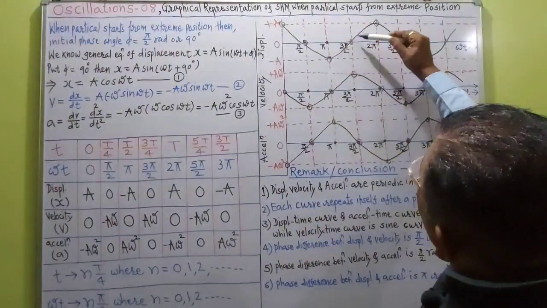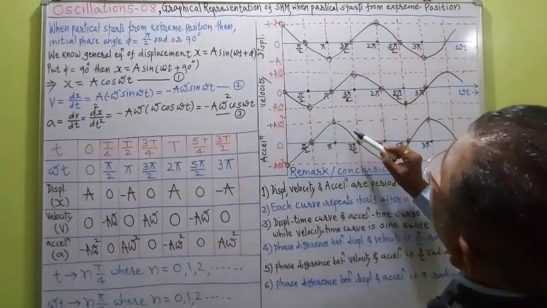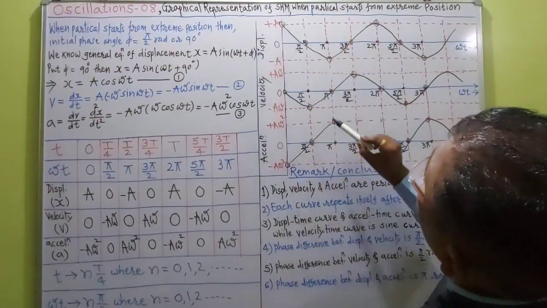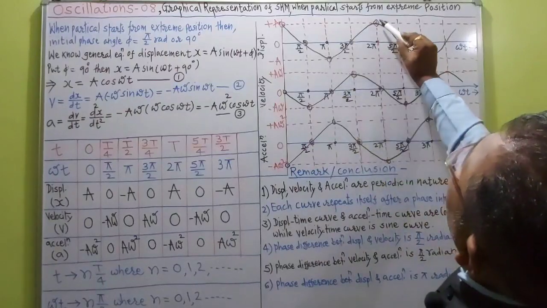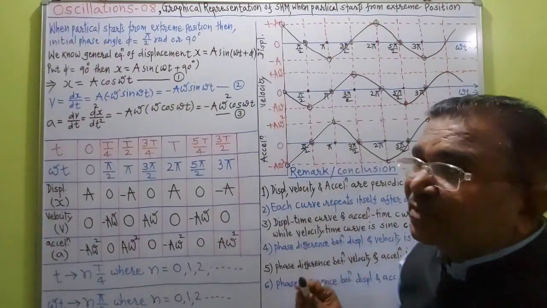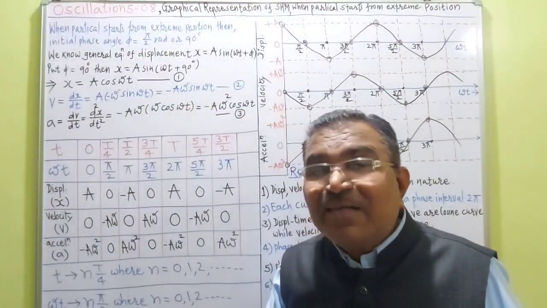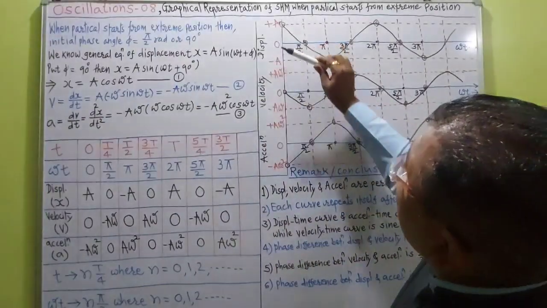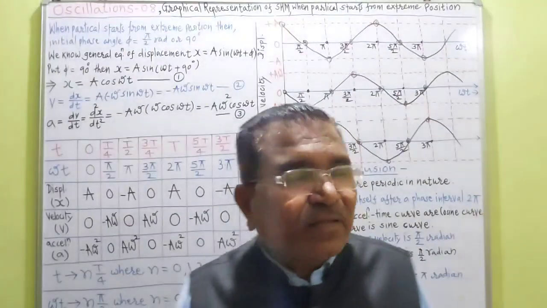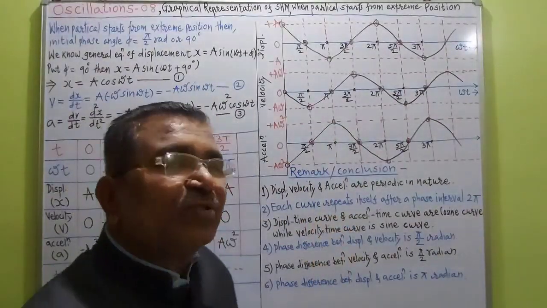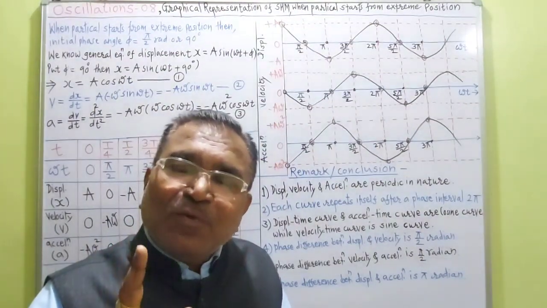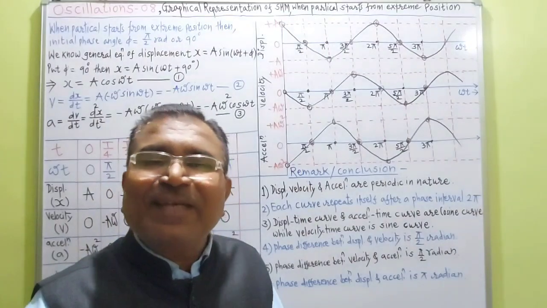See here, there is a trough, here is a crest. It starts from positive extreme, it starts from negative extreme. Here is crest, here is trough. Here is crest, here is trough. Here is trough, here is crest. That means the two graphs are exactly opposite. And so the phase difference between displacement and acceleration is 180 degree or pi radian. So these are the 6 conclusions we can easily write by observing the graph very carefully.